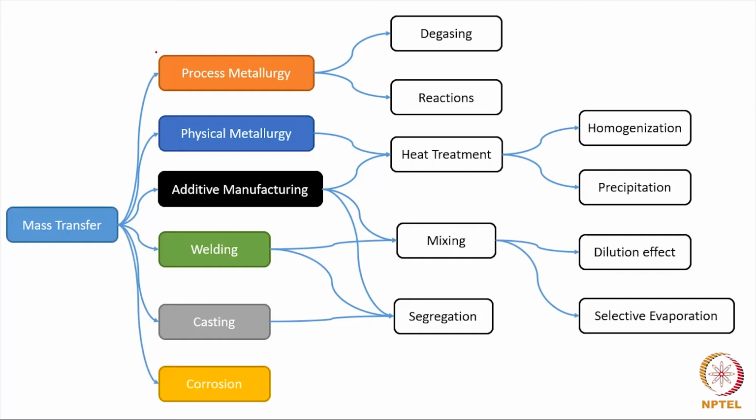And in hot corrosion, as I have mentioned earlier, you do have the growth of oxide, which is basically a mass transport problem. So you can see that the subject of mass transfer is playing an important role across metallurgy, from process metallurgy to corrosion, welding, casting, additive manufacturing, and physical metallurgy. Which means that it plays a role in the entire subject of metallurgy.